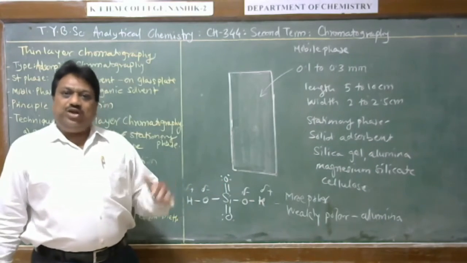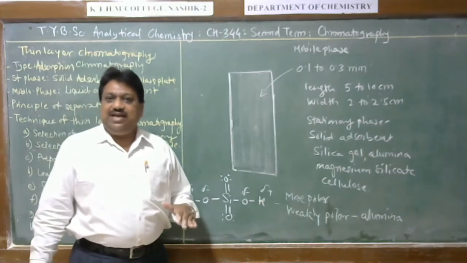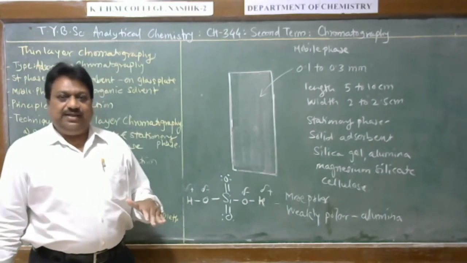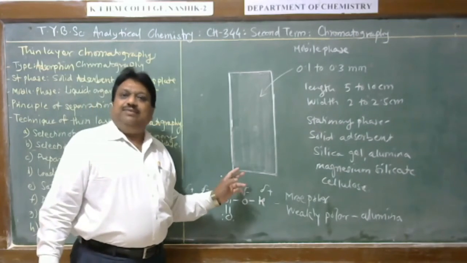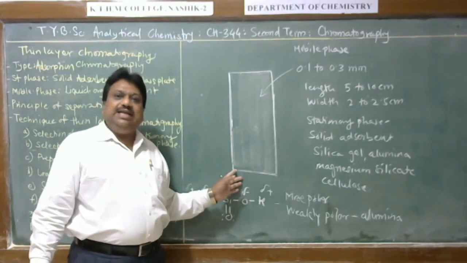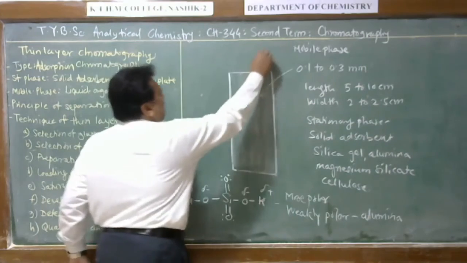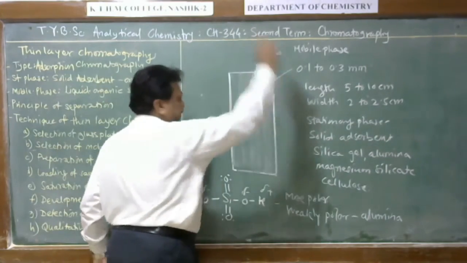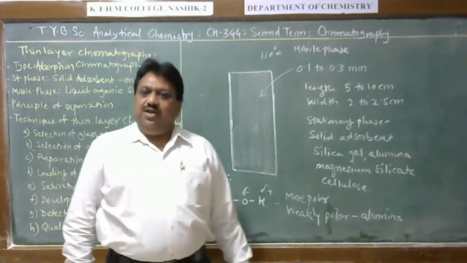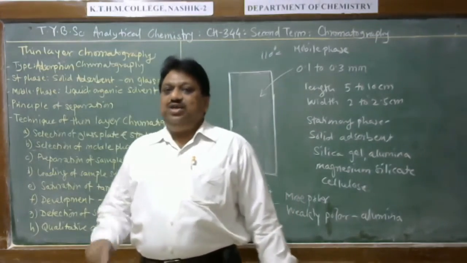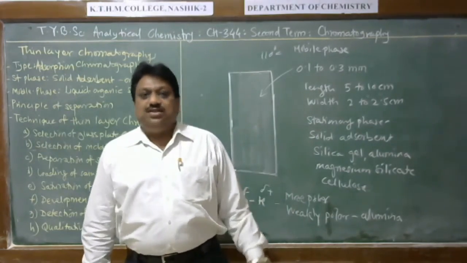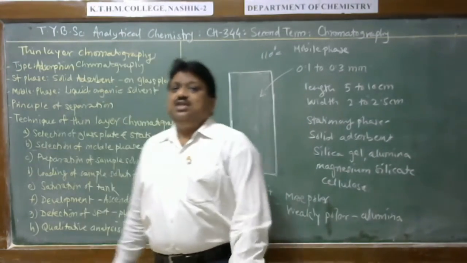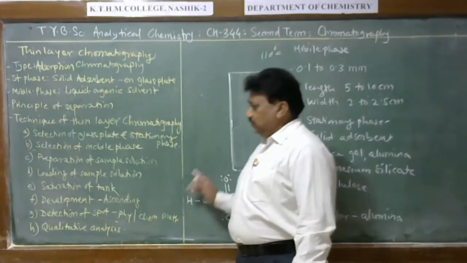Once we coat the thin layer of that adsorbent material, then we have to activate the glass plate by heating it up to a temperature of 110 degrees centigrade. At this temperature, whatever solvent, including water, is lost, and then this chromoplate becomes active.